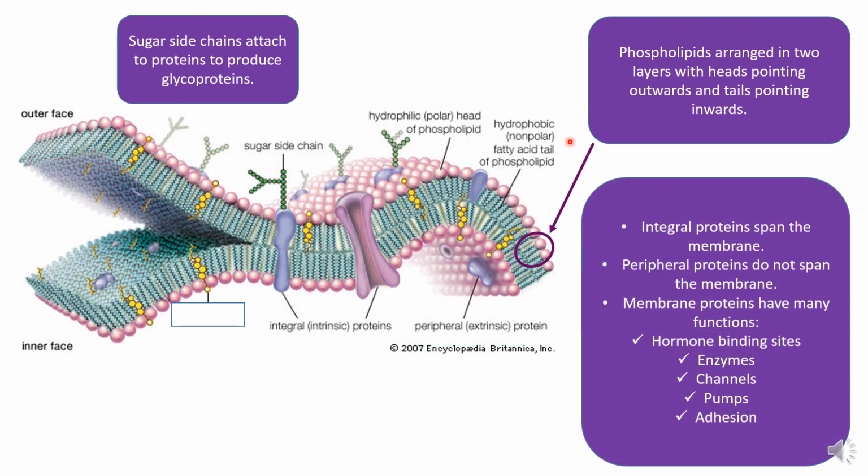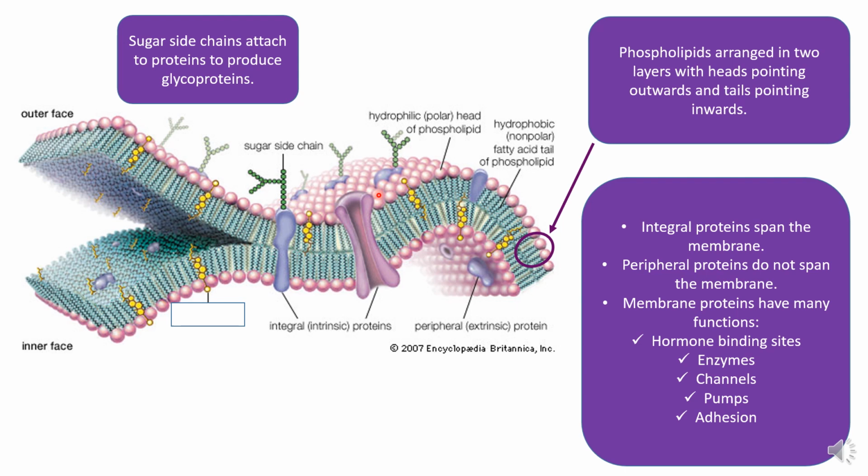We also have proteins embedded within the membrane. You have integral proteins that span the membrane, so this goes all the way through the membrane. And then you have peripheral proteins which don't span the membrane, so this protein doesn't go all the way through, it's just here on the inside layer. Some obviously would be only on the outside layer. The membrane proteins have many functions. Now this could crop up as a short answer question or a long answer question within the exam, so it's worth knowing.